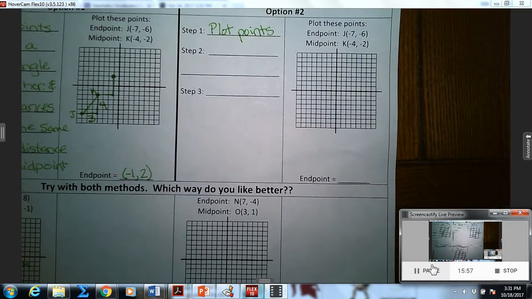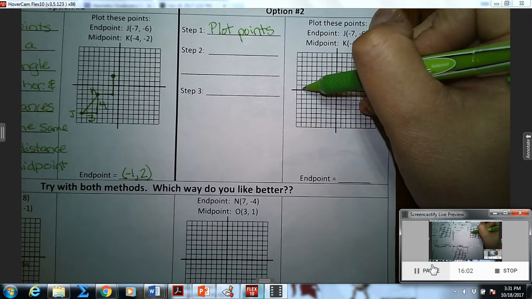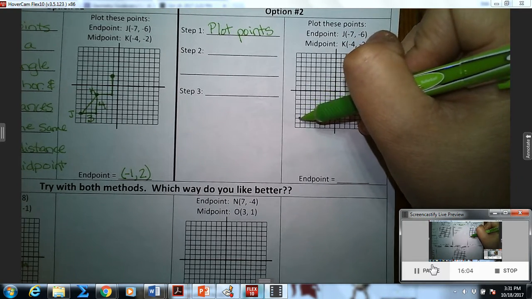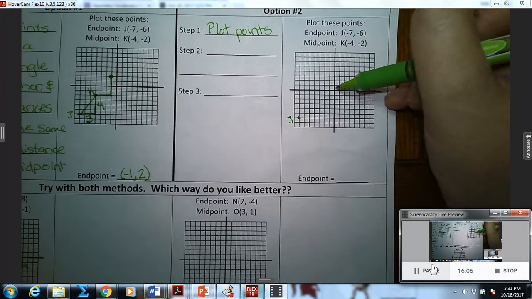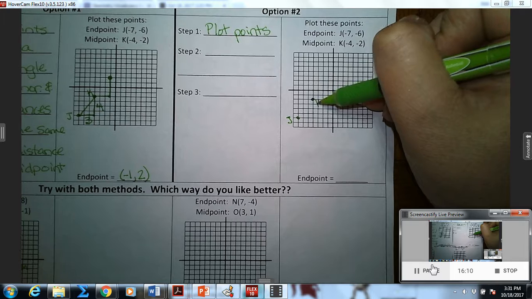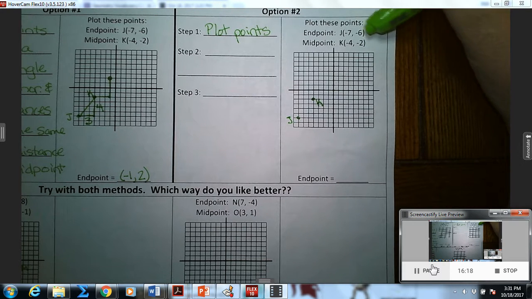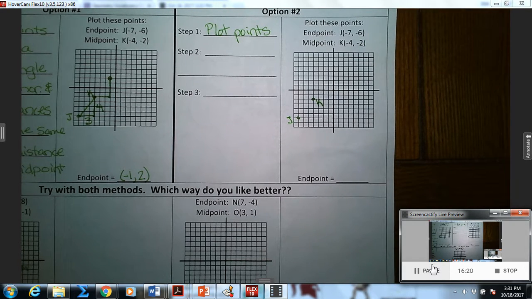And so let's start there. J is at negative 7, negative 6. K is at negative 4, negative 2. Step 2 is to make two miniature equations by plugging in what you have using the midpoint formula.